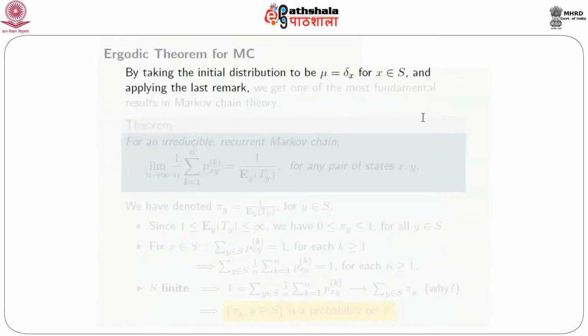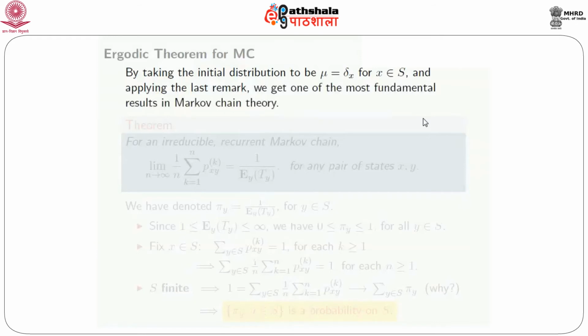Now, the last result about expectation was about E_mu, and therefore it will be true for whatever the initial distribution is. So in particular, I could take the initial distribution to be delta x, the point probability at x, which amounts to saying that the Markov chain is given to start at x. With this mu, you apply the last remark, that is, apply DCT, etc.